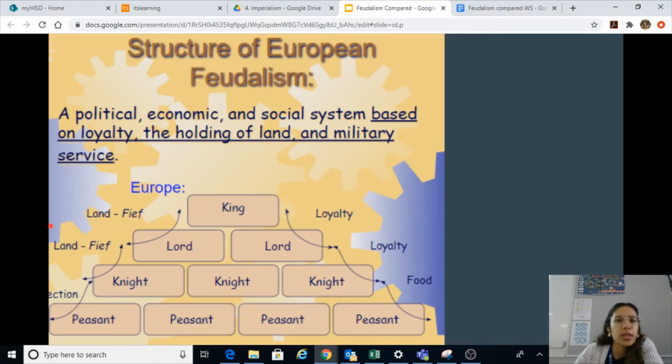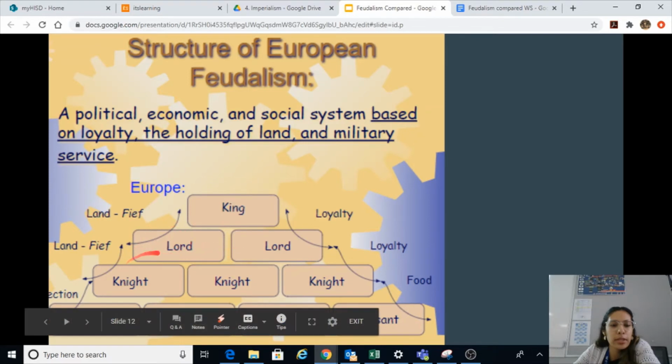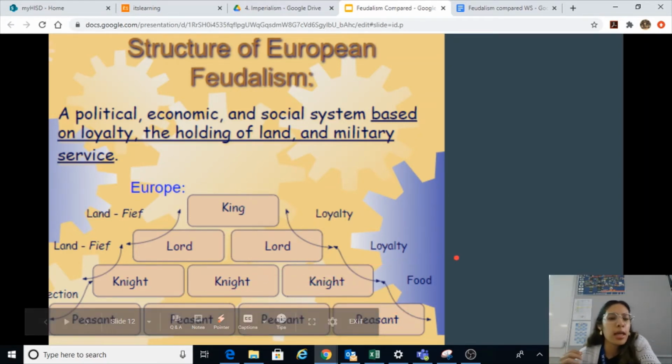And then we have the structure again. It's like a little pyramid. So we've got the king at the top. The king grants lands to the lords, the lords grant land to the knights in exchange for loyalty and protection, and the knights have the peasants or the serfs working the land.